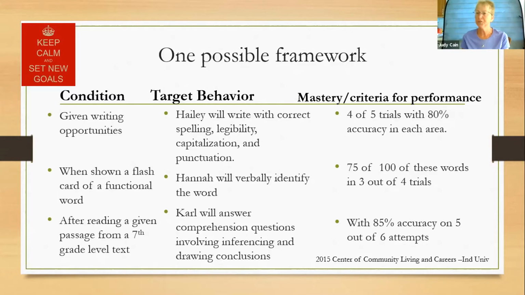Another one, when shown a flashcard of the functional words, Hannah will verbally identify the word 75 out of 100 words in 3 out of 4 trials. So she's got to get 75 words, but she's got 4 chances to get it to happen. Okay? And I'll let you read that last one after reading a passage in 7th grade.